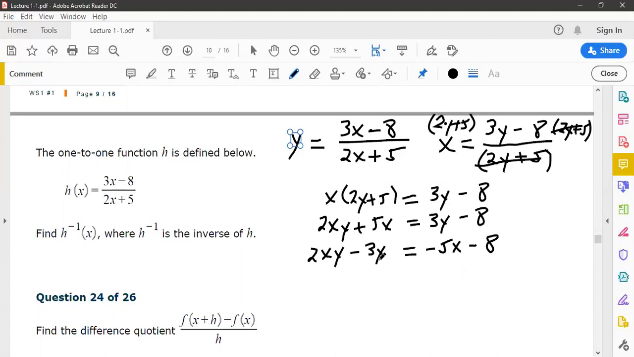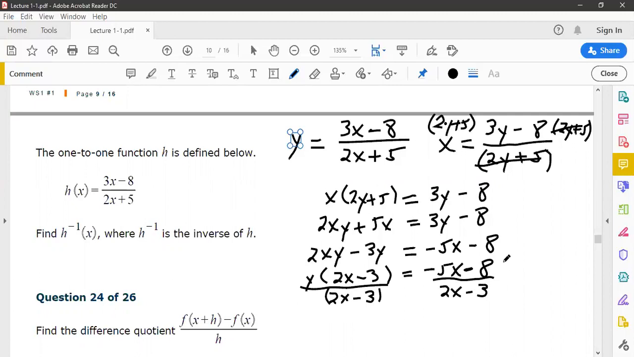Now I need to separate this y and get it out so it's isolated. To do that, I factor. So I just remove the y on the outside, and that leaves me 2x minus 3. And since I'm solving for y, my last step is to divide both sides by the 2x minus 3. So my answer would be negative 5x minus 8 over 2x minus 3.